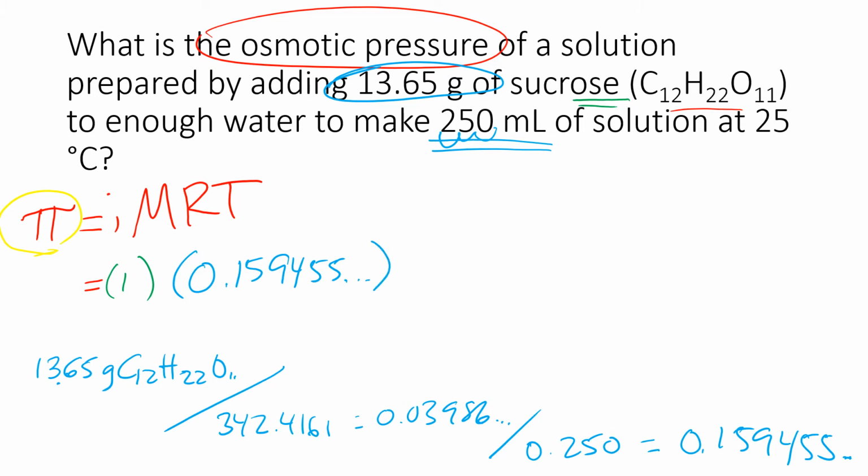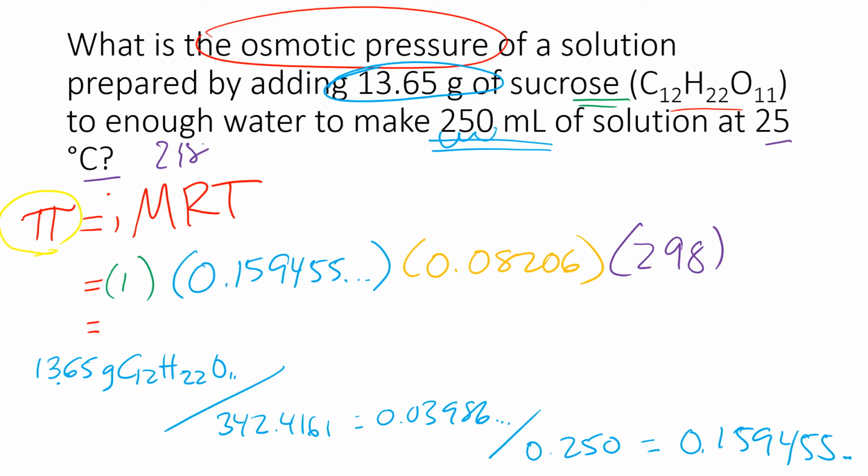So I'm going to plug this number in here, 0.159455, times R. R is the one in the front on the last slide, I'm sorry. It's 0.08206. And then your temperature, it's your last one. It's 25 degrees Celsius, but this is going to be in Kelvin. So 25 plus 273 is 298. There you go. So times 298. Then you do your work, you calculate.